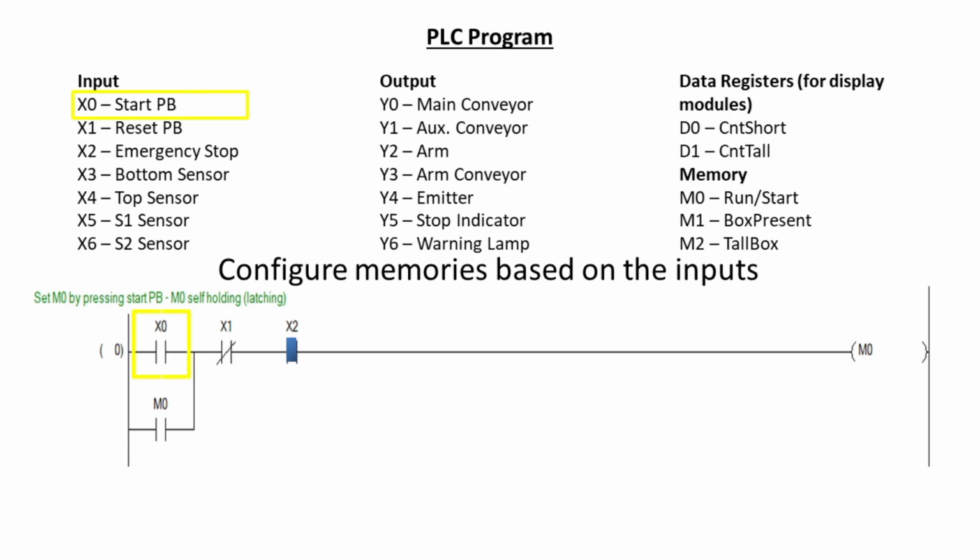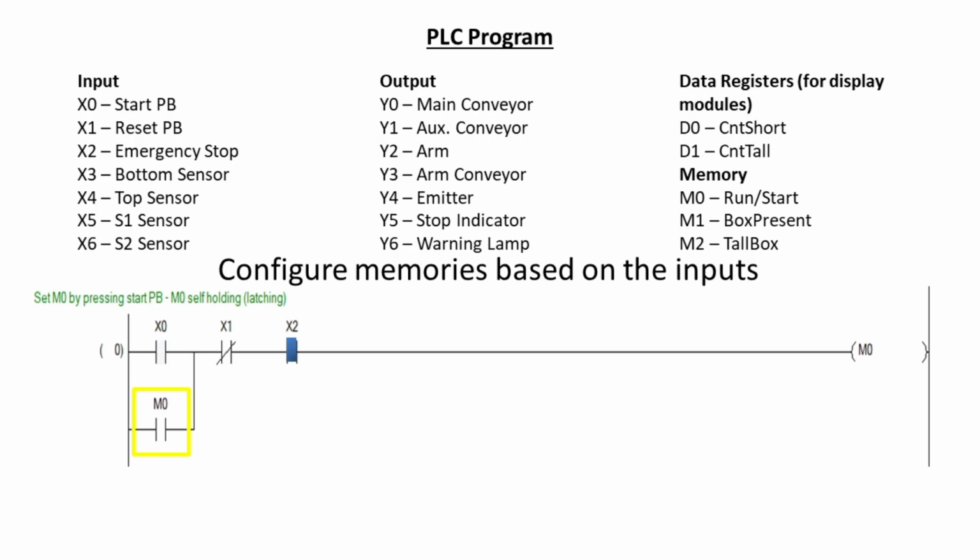The contact linked to X0 closes since it is a normally open contact, causing M0 to go high. If the Start push button is released, the contact linked to X0 opens once again, resulting in M0 returning to a low state. However, this isn't our desired outcome. We want M0 to remain high even after releasing the Start push button. To achieve this, we can introduce a normally open contact associated with M0 in parallel with the X0 contact. This setup is known as self-holding or latching.